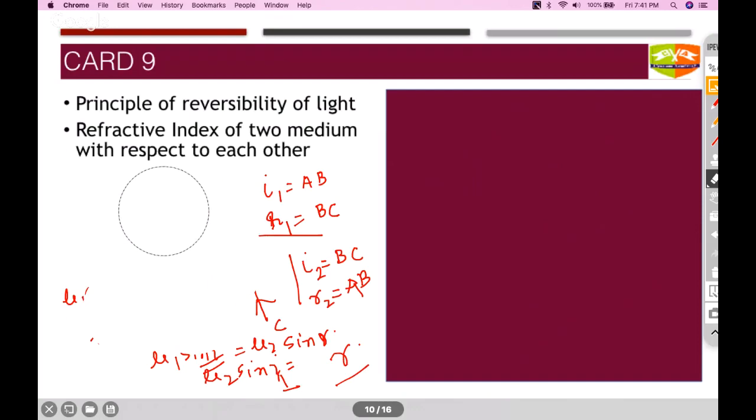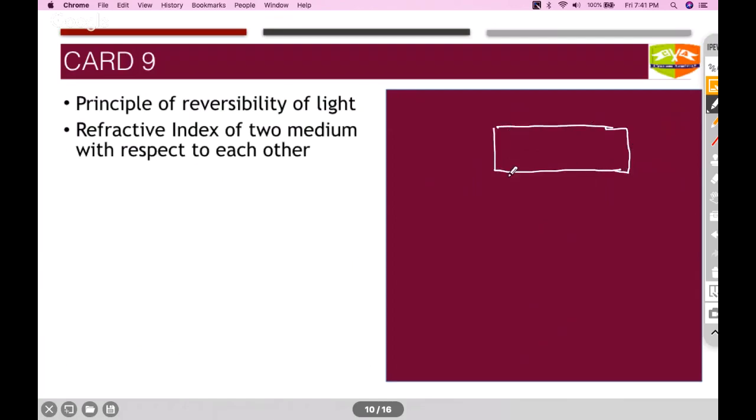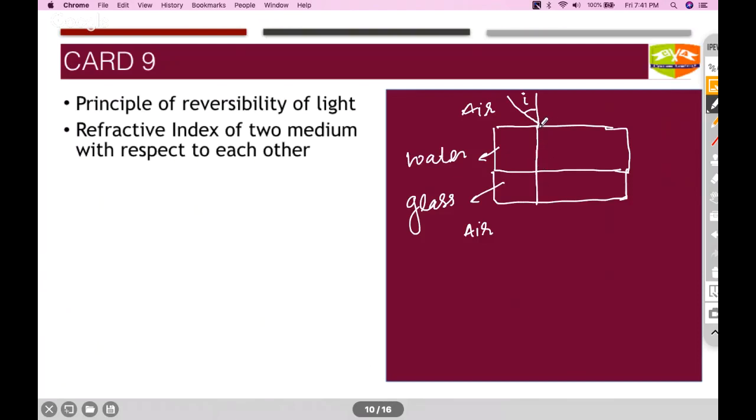Now let me go to the refractive index of two mediums with respect to each other. So how do you solve it? Let me make two mediums first of all. So suppose this is air, and on the other side this is also air, and this I am assuming to be water, and this I am assuming to be glass. Now there is an incident ray which falls here. So let me draw a line perpendicular to this. So suppose this I am assuming to be r.